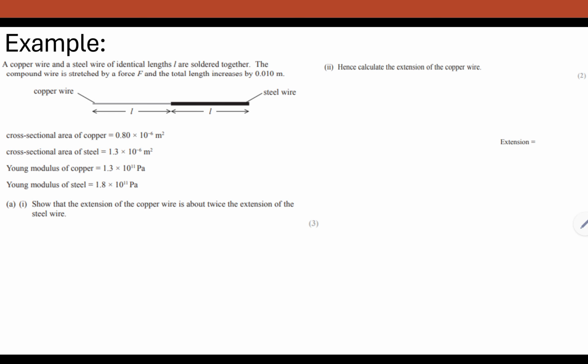So now we go into the example exam style question, where it states, a copper wire and a steel wire of identical lengths are soldered together. The compound wire is stretched by a force F and the total length increases by 0.01 meters. Using this information, show that the extension of the copper wire is about twice the extension of the steel wire.